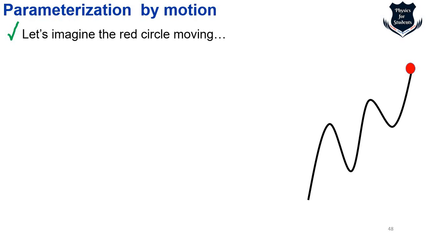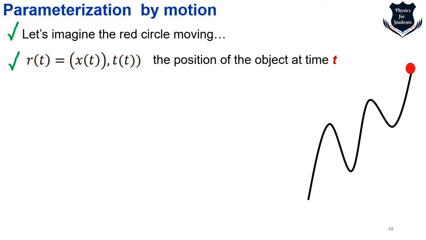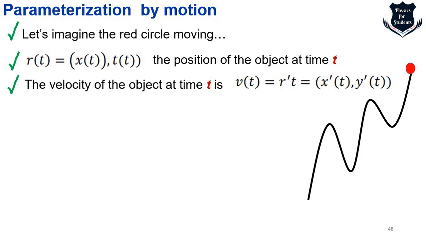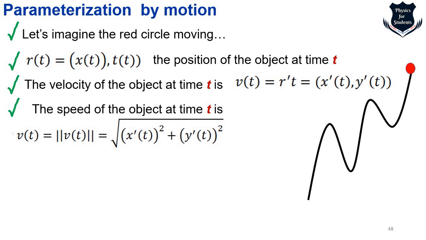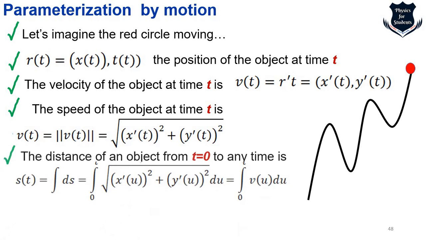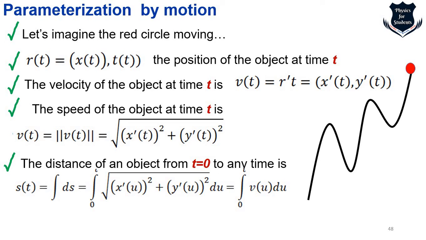So we are imagining an object moving along the curve C. Let us suppose that r(t), this one, is the position of the object at time t. The velocity of the object at time t is this. The speed of the object at time t is this, clear? The distance traveled by the object from time 0 to any time is this, and we have ds equal to |v(t)| dt, right? So this is what is called parameterizing by motion, a step-by-step approach with a relatively simple example which becomes clear to you.